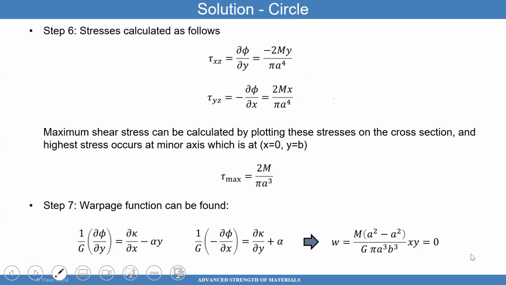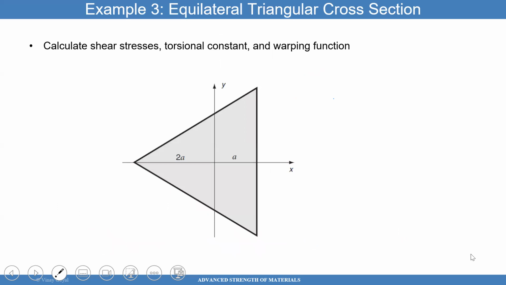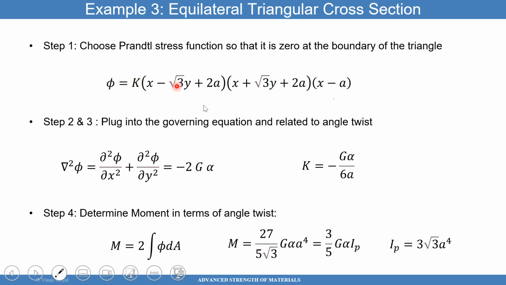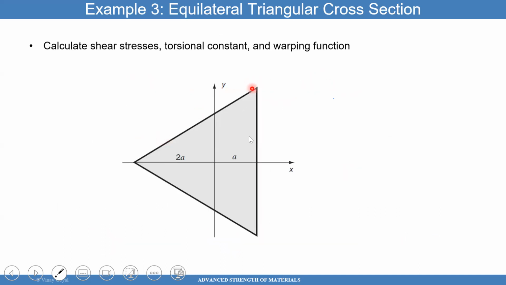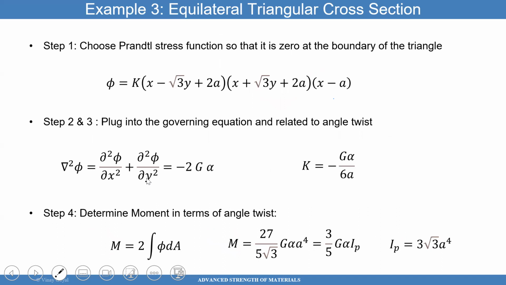No questions on that. Let's move to the triangle then. For the triangle one, we chose a function like this. Why? Because we chose each of these lines here. The equations of each of these lines are multiplied by each other, and they're multiplied on purpose so that we get phi equals 0 at the boundary.